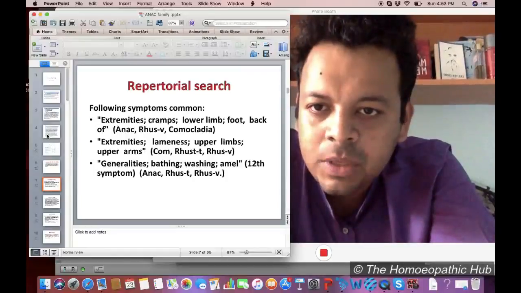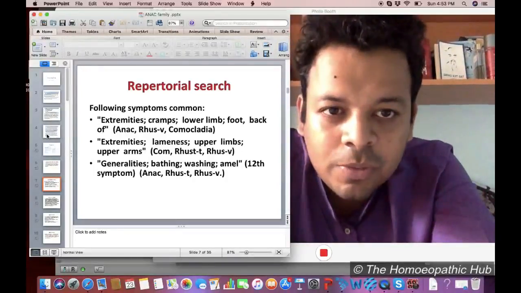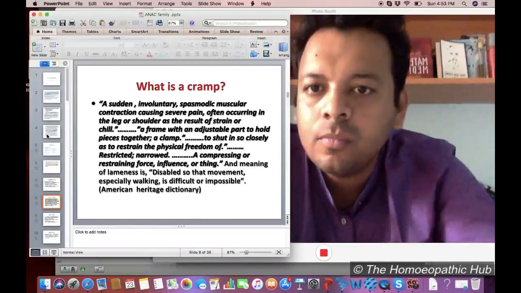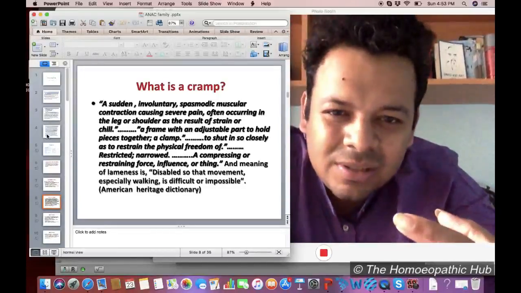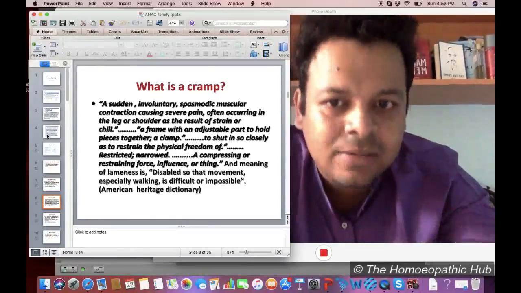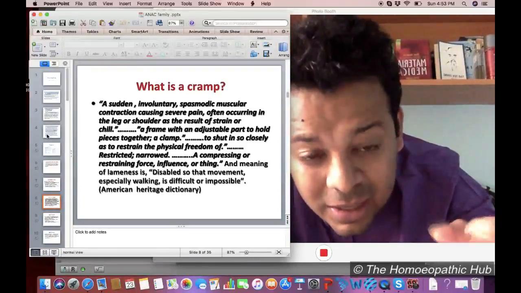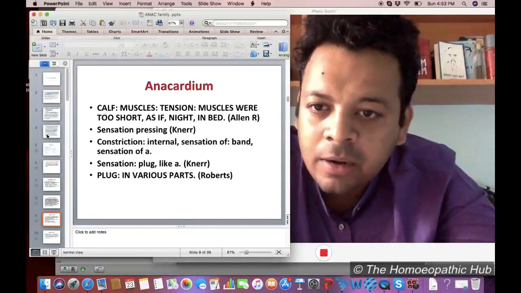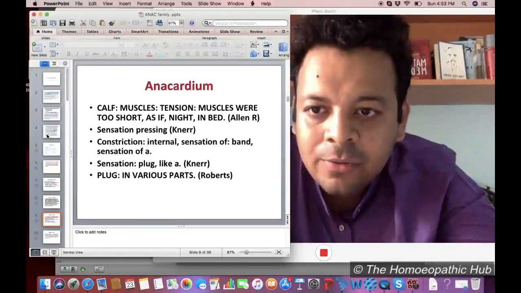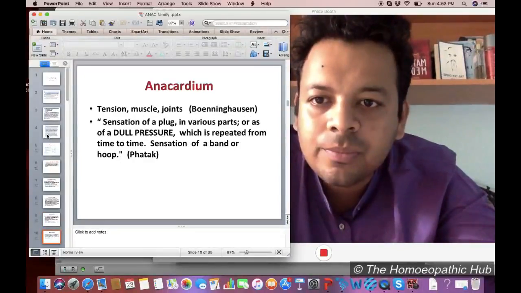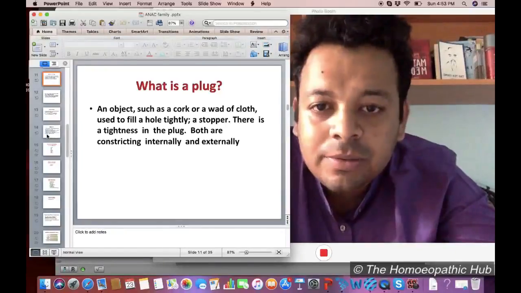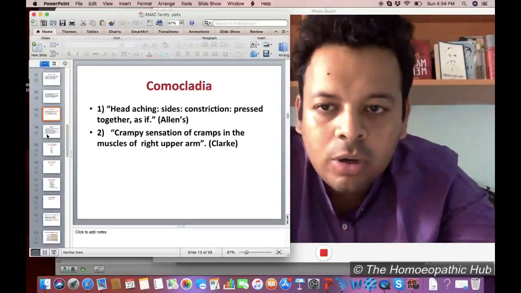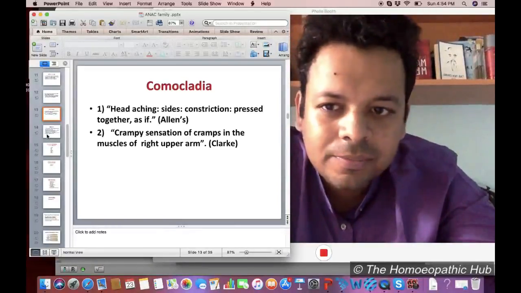So this kind of stiffness, cramps, and better by washing seems to be a keynote, a genius of this family. And what is a cramp? Cramp is a kind of stiffness, a kind of involuntary spasm. This spasm is the key feature of this family. Even in Anacardium, if you study Anacardium, you'll see the main thing that comes through is a kind of plug, constriction, pressure. Interesting. Plug is also a kind of tightening, isn't it? Even if you read Comocladia, the main genius is crampiness.